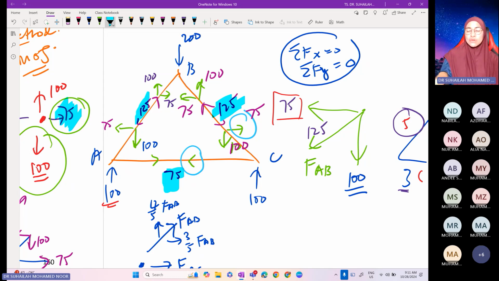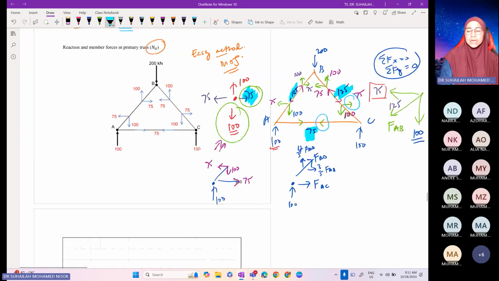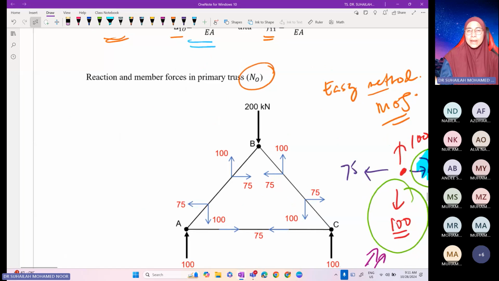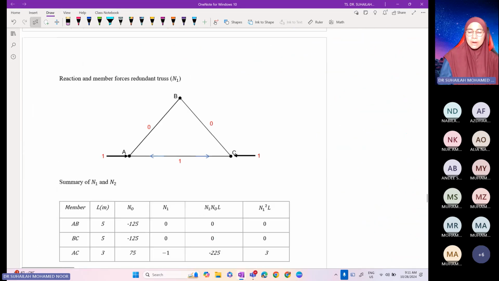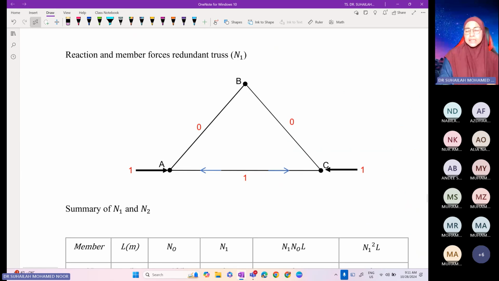Masa deflection dulu, you should have learned this. Okay, cuma saya tak sure lah masa tu you guna method of join yang kira panjang-panjang tu ke, ataupun you dah memang guna easy method. Tapi yang ni kita akan apply balik for truss analysis in flexibility method. Okay, so this is for the primary truss. And for the primary truss also yang nampak complicated, sebabnya nanti bila dah masuk redundant, dia quite simple.